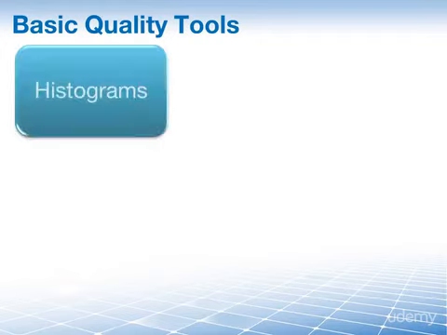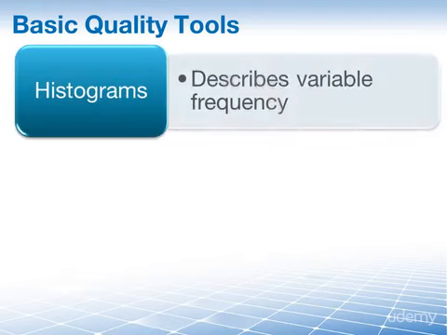So much for the first 4 of our 7 basic quality tools, which means we have 3 more to go, beginning with the histograms, which are a special form of bar chart that describes the frequency or central tendency of a variable in a set of data. With histograms, there is no consideration for the influence of time on the variation.